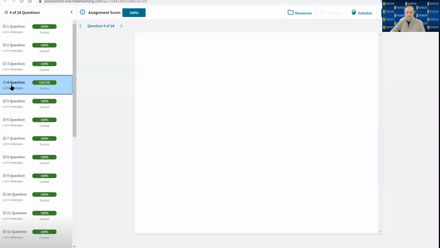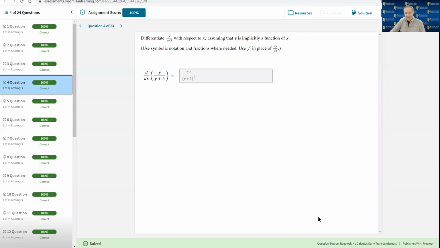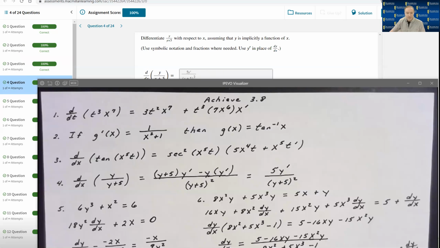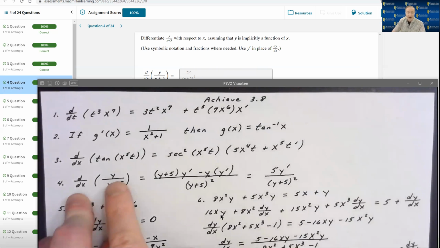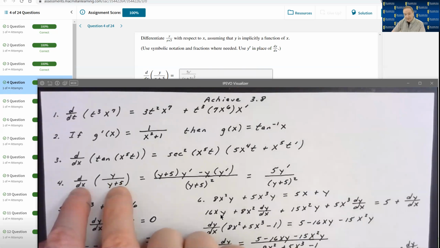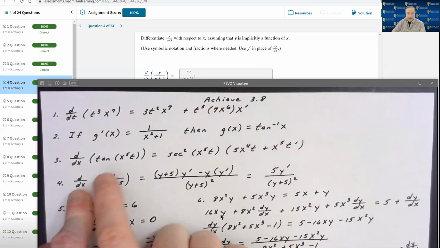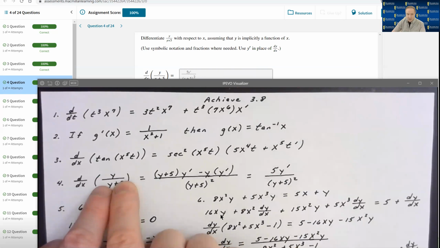For number 4, a little bit better because at least we have a quotient in there. And now you can say, well, in this problem, y is specifically defined as a function of x, and it's telling us to state its derivative as y prime. Okay, so when I go in and I look at this, I can say, okay, the derivative of y is not 0 because y is a function of x.